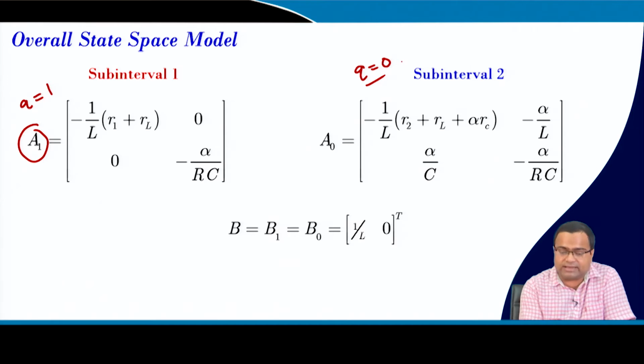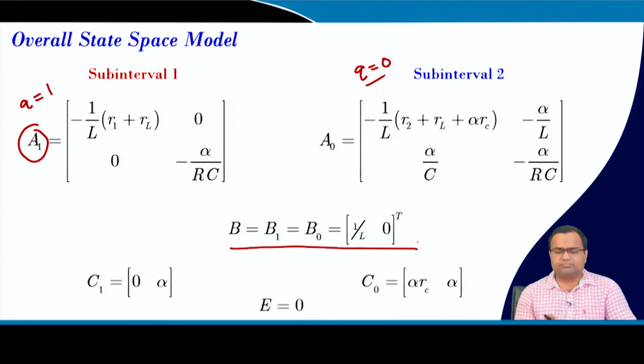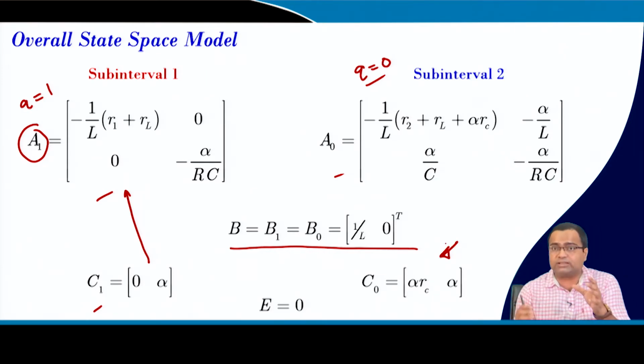Interestingly, the B matrix is common whether the switch is on or off, that means the input is always connected, except for the discontinuous conduction mode where the inductor is turned off because it is not carrying any current, and then only the B matrix will change. But we are talking about continuous conduction mode. But the C matrices are different, and A1 and A0 are different. In one case the output is a direct function of the capacitor voltage, but in the other case the output voltage is a direct function of output voltage as well as a part of the inductor current.